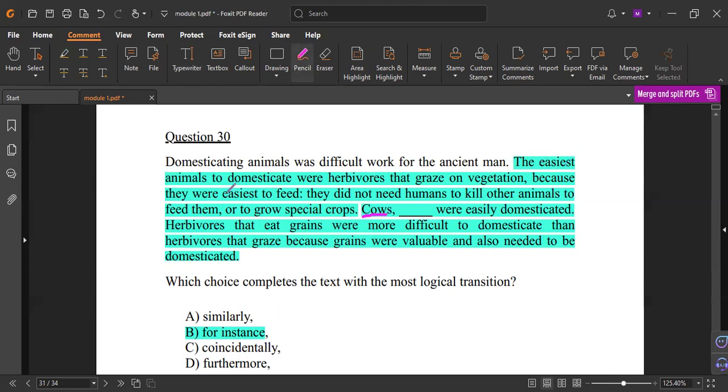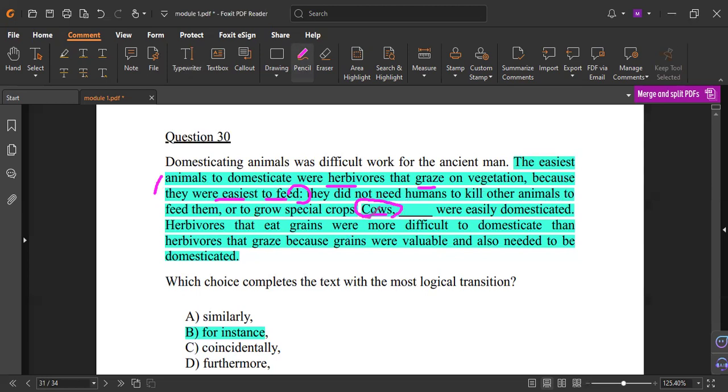The easiest animals to domesticate, to have them at home, were herbivores, the ones that can eat hard plants, that graze, eat, or feed on vegetation. Why? Because they were easiest to feed. And then it goes on to explain this idea: they did not need humans to kill other animals to feed them or grow special crops.